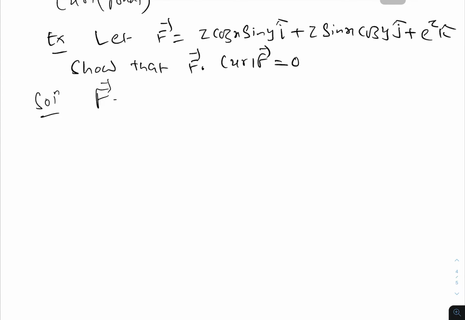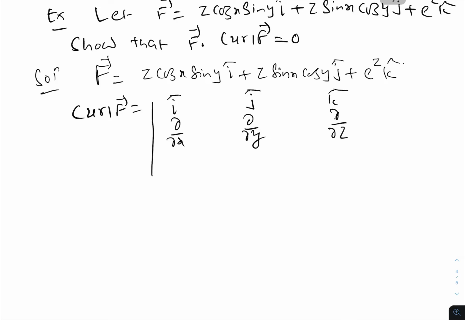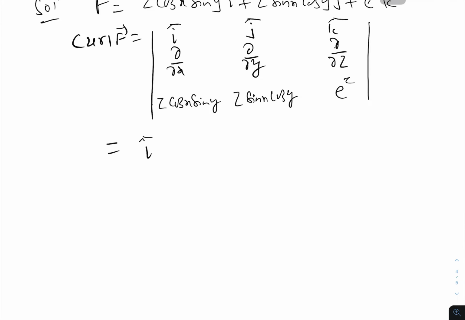So here f equals z cosine x sin y i plus z sin x cosine y j plus e power z k. Now let us find curl of f. So curl of f equals the determinant with i, j, k; del by del x, del by del y, del by del z; z cosine x sin y, z sin x cosine y, and e power z.